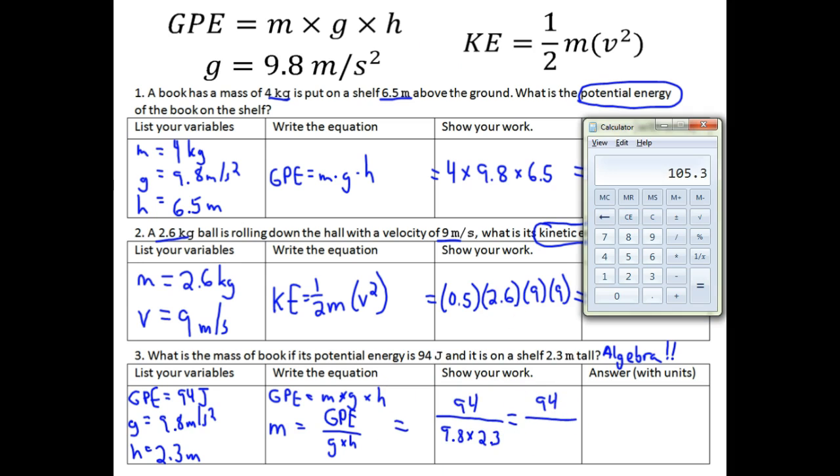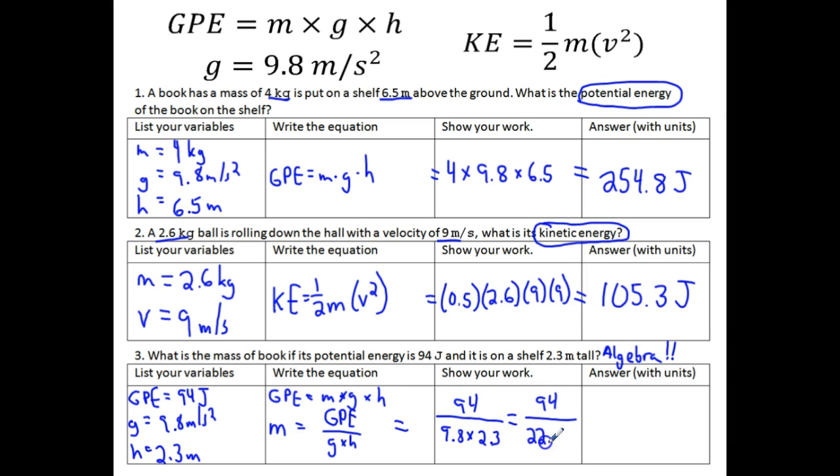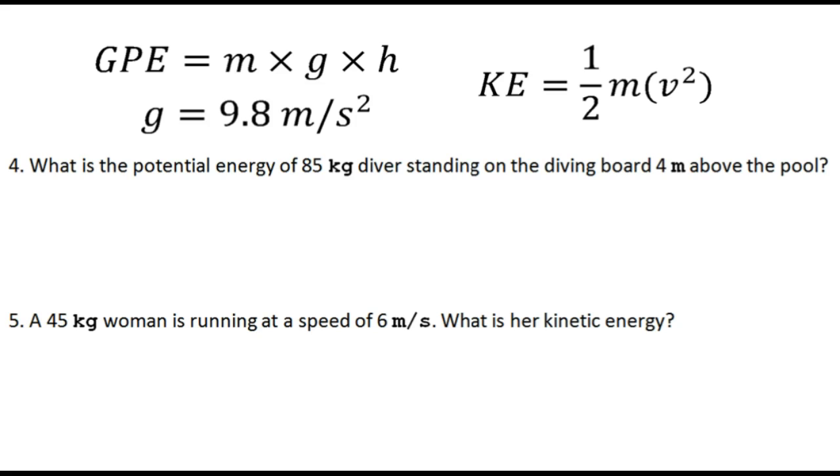Set that up a little bit more. I'm going to need to figure out what 9.8 times 2.3 actually is. That's going to give me 22.54. 94 divided by that number is going to give me 4.17 kilograms. That is the mass of this book. A little bit of algebra got me there.